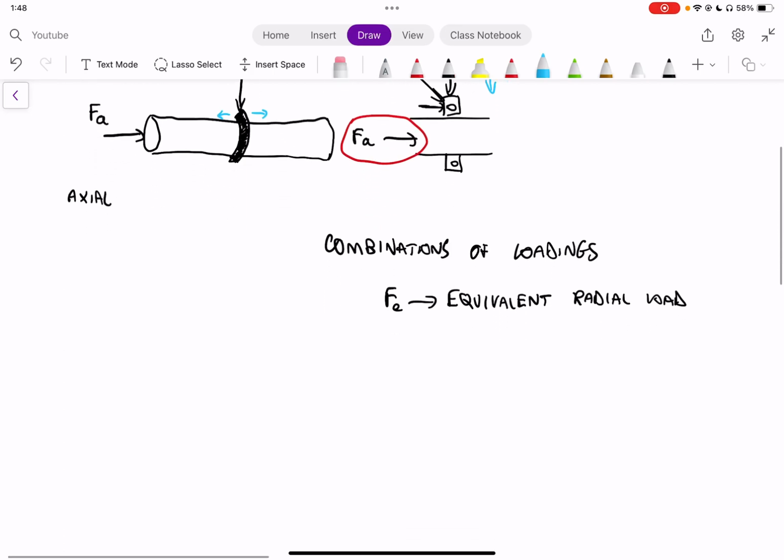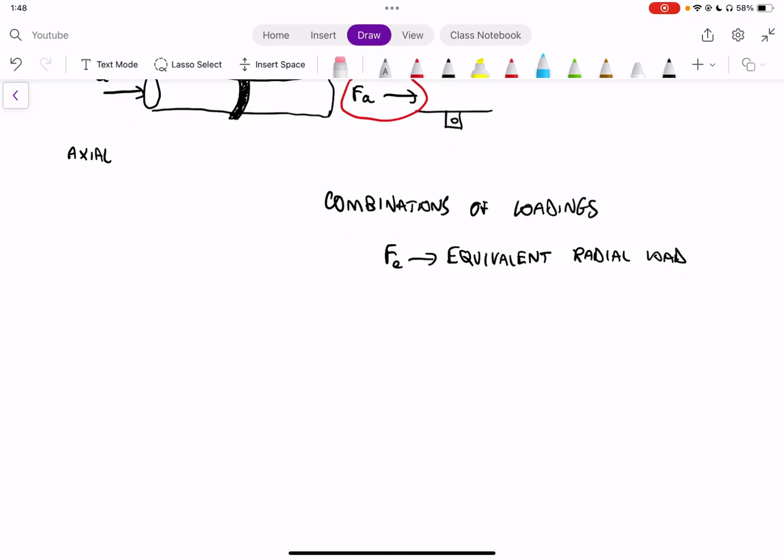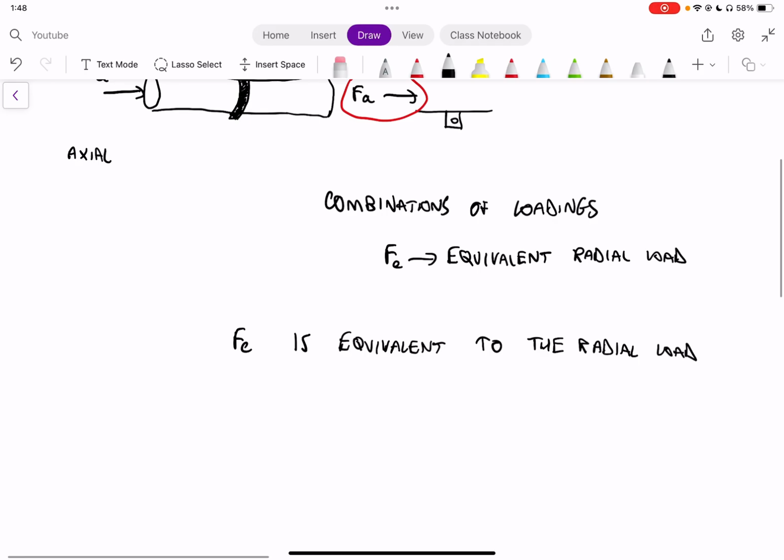So let's look at an example of this, or a quick definition of how we're going to write this. And I'm going to write it down just so that we have it for our notes as well. So we can say that FE is equivalent, and this is how they calculate this and how they come up with the theory for this, but it's equivalent to the radial load that does the same damage as the combined loads.